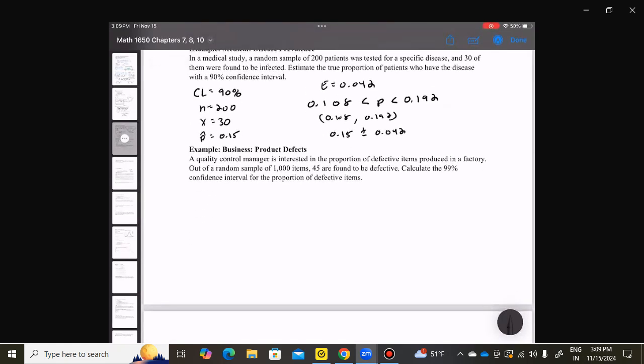A quality control manager is interested in the proportion of defective items produced in a factory out of a sample of 1,000 items. So n equals 1,000. 45 are found to be defective. So x equals 45. Calculate the 99% confidence interval. Confidence level is 0.99 for the proportion of defective items. Before we do this in StatDisk, we find p hat, 45 out of 1,000, which is 0.045.